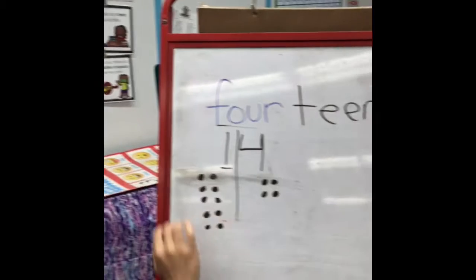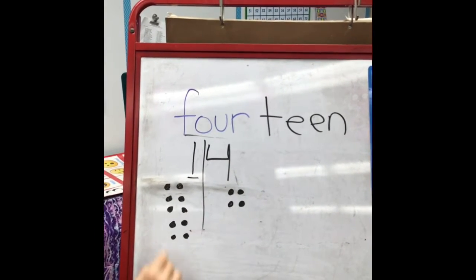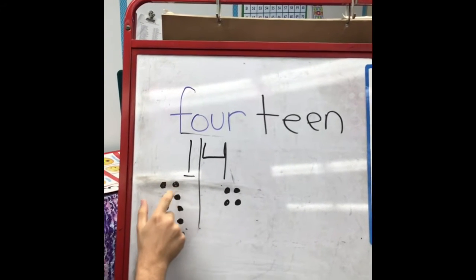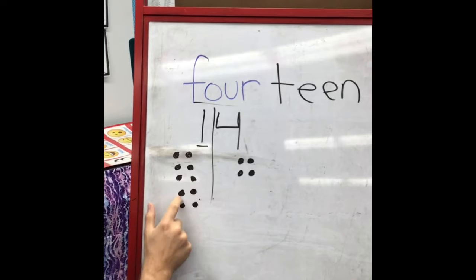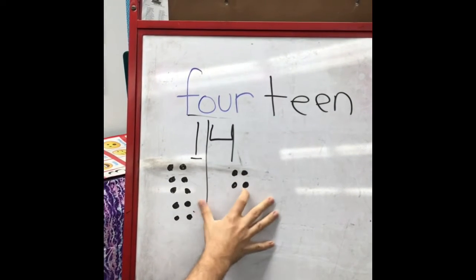So 14 means we have 4 ones and 10. And we add those together. And if we add them together and we keep counting, it's this 14. 1, 2, 3, 4, 5, 6, 7, 8, 9, 10, 11, 12, 13, 14.